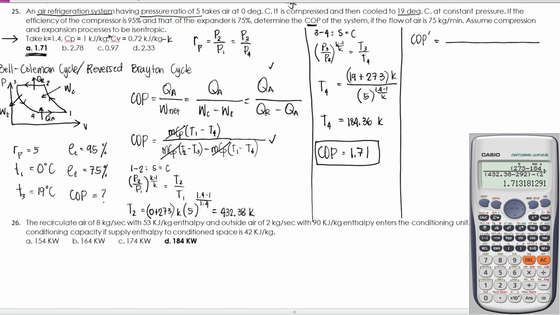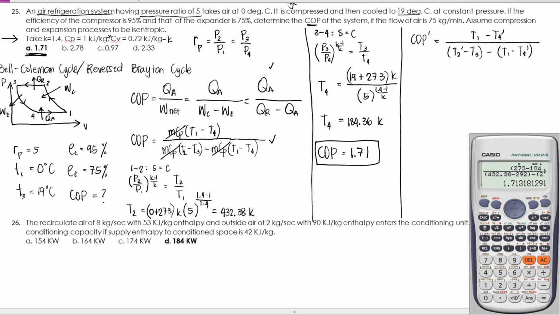So, di ba? That is T1 minus T4. So, magiging T1 minus T4 prime over T2 prime minus T3 minus, ganun pa rin, T1 minus T4. So, kumbaga, in this actual na analysis natin ng COP, so magkakaroon tayo ng panibagong temperatures such as T4 prime and T2 prime. Alright? Ayun.